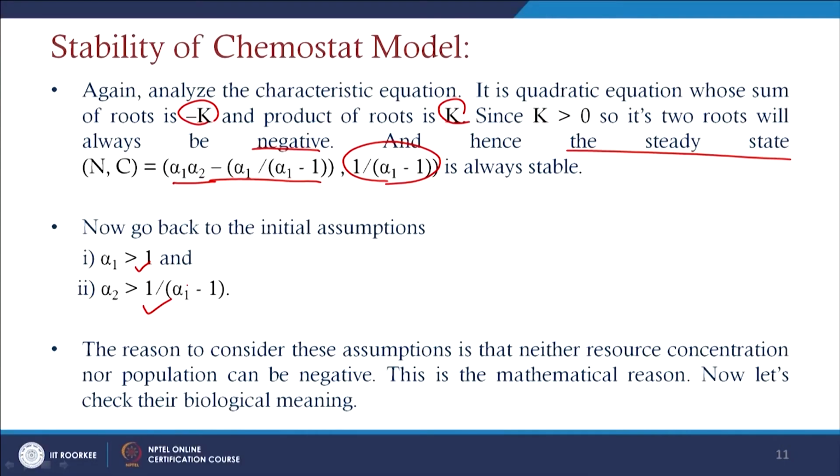If there is no population, then there will be no growth. And if there is a food or resource, then the population will exist there. If there are no resources there, then the population will not exist either. This is the mathematical reason. Now, let us check their biological meaning, how it is actually existing.